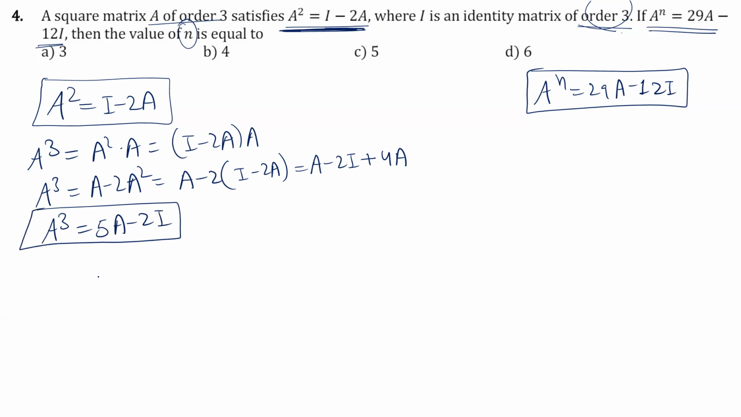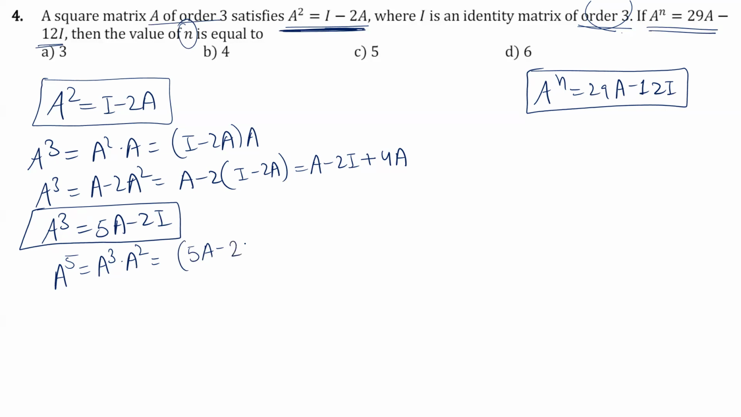Okay, so here we can see that this is not what we expected or hoped. So 5A, here it is coming 29A, and minus 2I, here it is 12. So we can find A power 4 or A power 5. We will have to keep finding because options include value of n as 3, 4, 5, 6. So 3 does not match. 4 you can find. I will try to find A power 5. How can you do that? That you can do by A power 3, A power 2. Okay. A power 4 you can find by multiplying A here. So that will become A power 5 is A power 3 into A power 2.